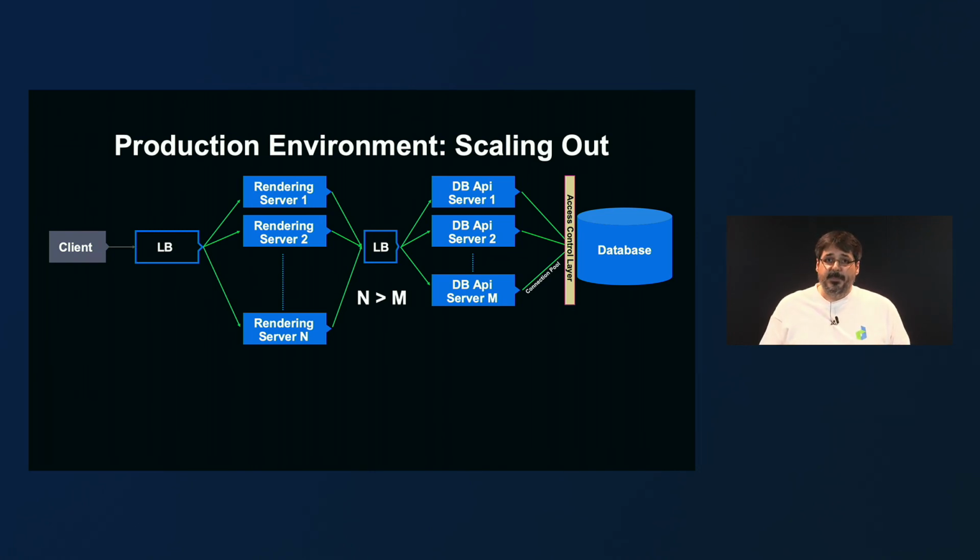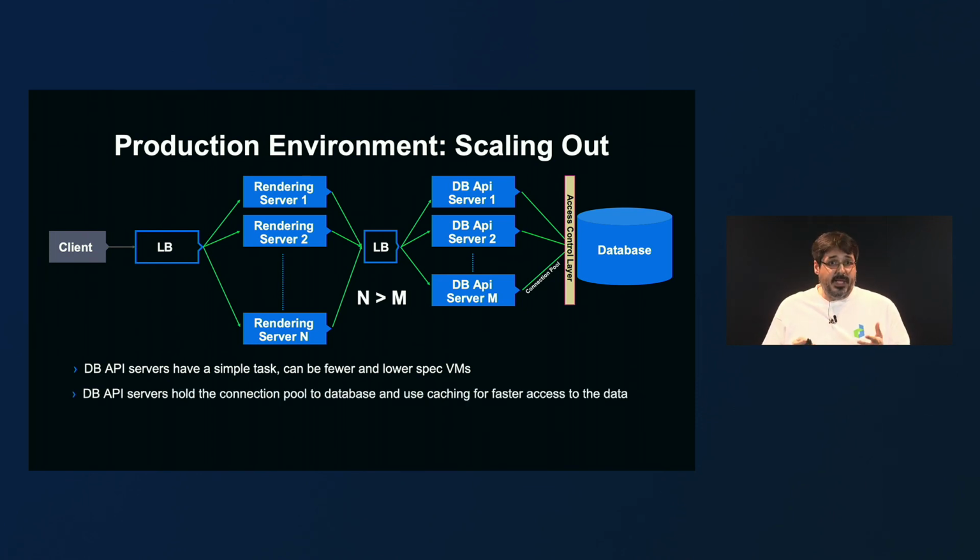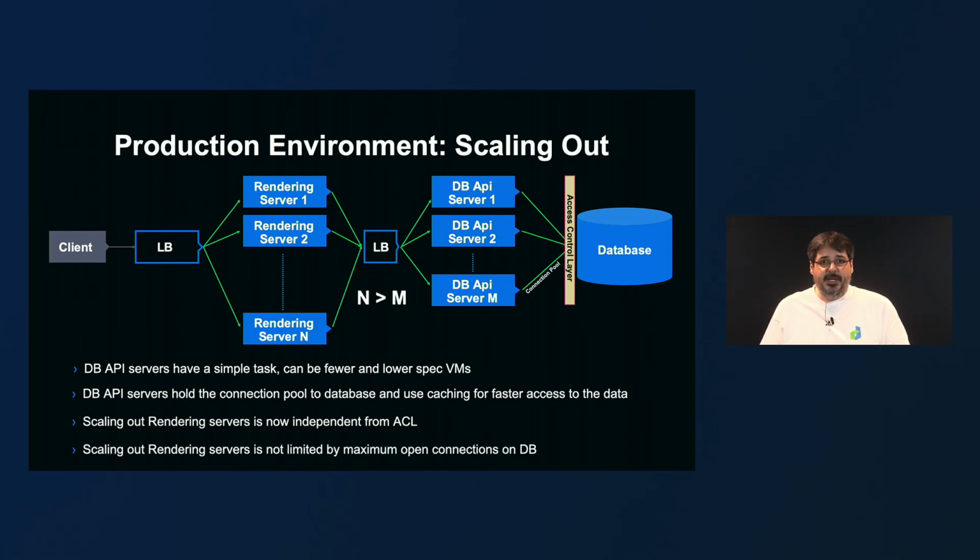Well, for once, the tasks of the DB API server are very simple and fast. So we can use fewer virtual machines and with lower specs for the same amount of traffic. And also, the DB API servers hold the connection pools to the database and use caching strategies to reduce the accesses to the database. But the most important thing is that scaling out the rendering server is now independent from the DB access control layer and is not limited by the number of open connections that the database can handle.